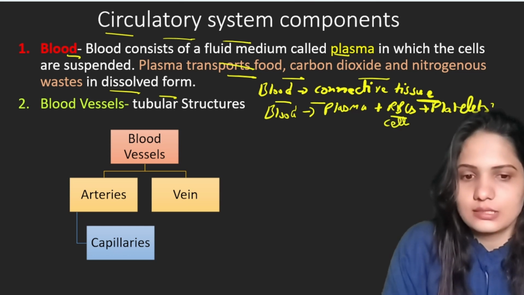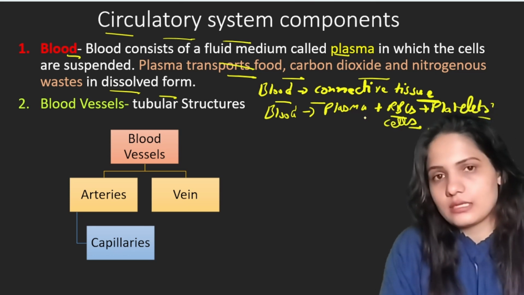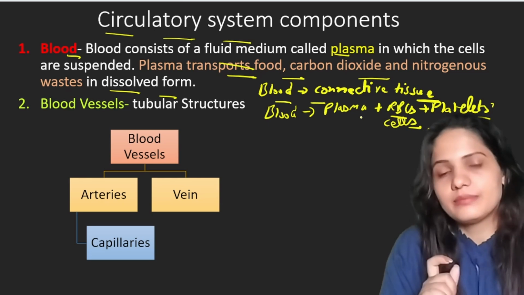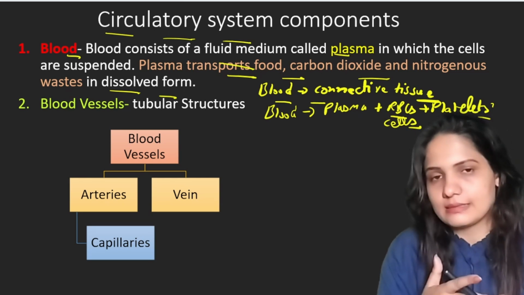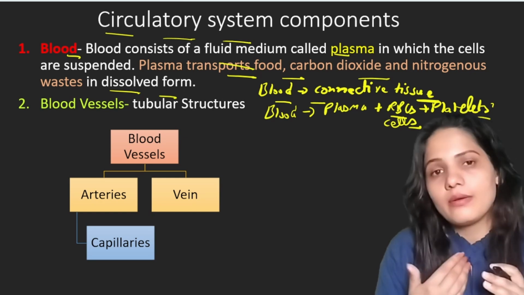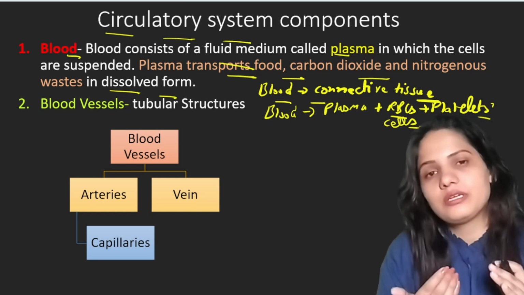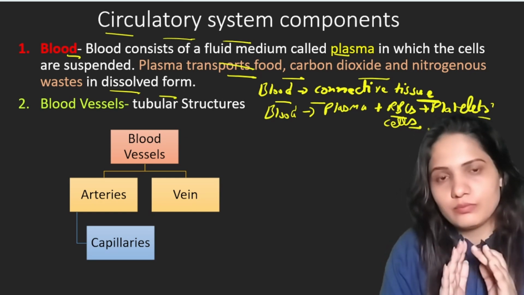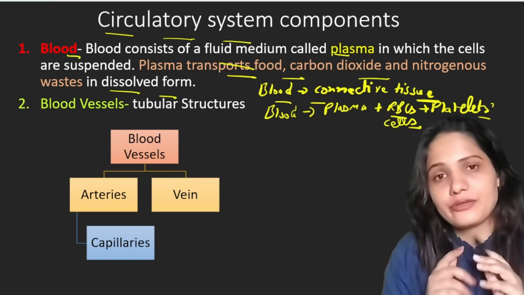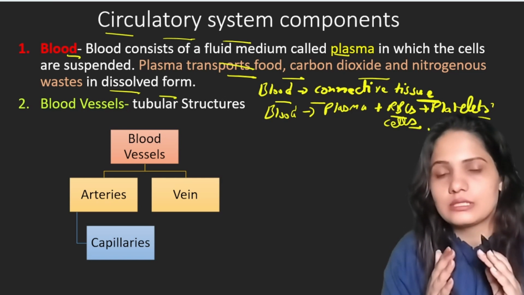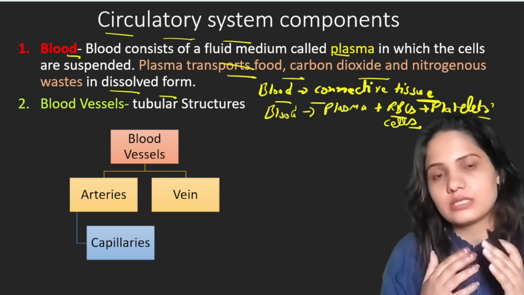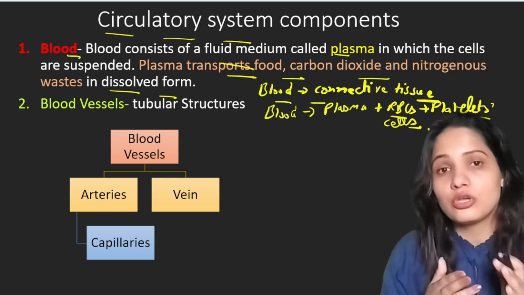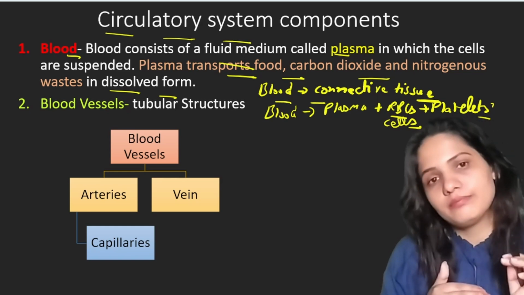RBCs are cells. Apart from these, other cells are also present, but for now you just remember RBCs. In blood we have plasma, RBCs, platelets. These are the components of blood. Blood is a connective tissue. Connective tissue means it is present throughout the body, and it works as a connection for the communication of different organs. As we have to transport various substances, nutrients, and gases throughout the body, we need blood for that purpose.